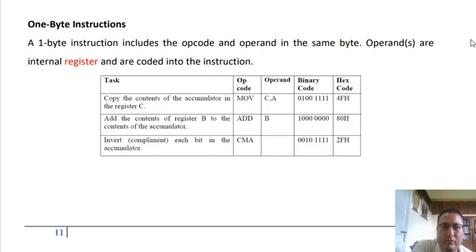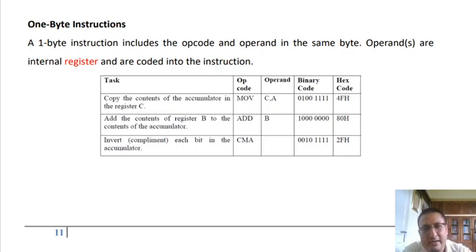For example, MOV C, A has one opcode, so it's a one-byte instruction. ADD B is a one-byte instruction. CMA is a one-byte instruction. MOV C, A moves the content of the accumulator to the register C. Likewise, ADD B adds the content of the register B to the accumulator and stores the result in the accumulator. CMA complements the bits that are there in the accumulator. Each of these instructions has one byte representing both the opcode as well as the operand.